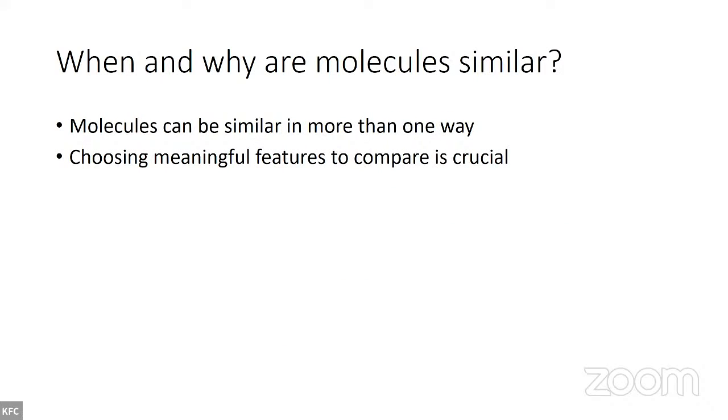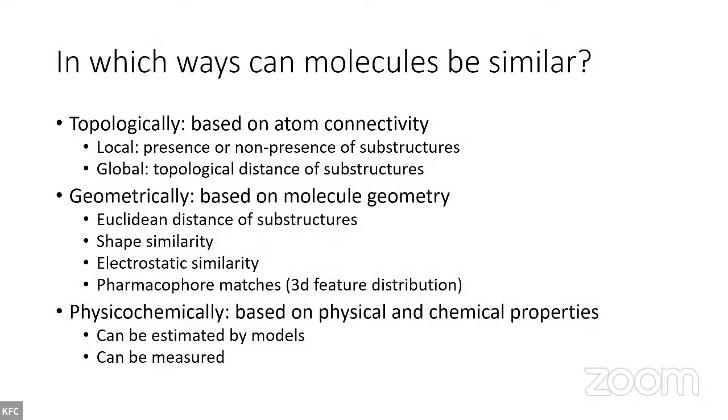As we saw in our example, molecules can be similar in more than one way, and choosing meaningful features is really very, very crucial to make a similarity scoring endeavor fruitful. So in what ways can molecules be similar? Well, there are several ways. I list here a few basic ways.